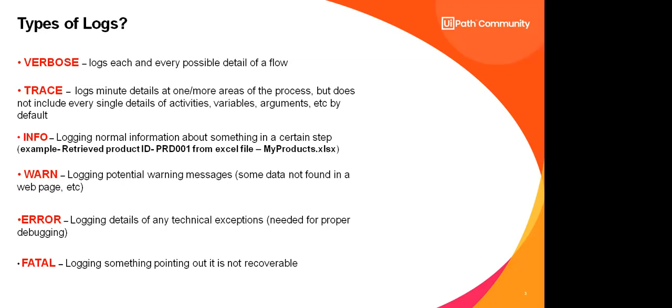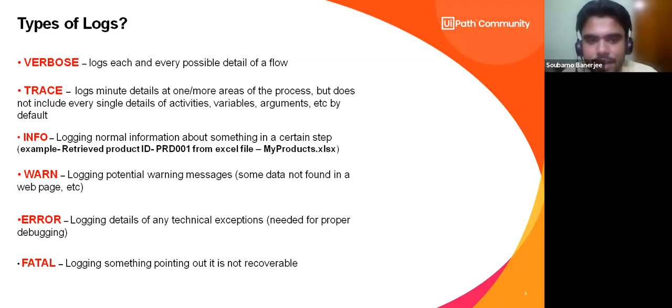I have a question. Yeah, please go ahead. Can you tell me what exactly the difference is between trace and info? These two words are similar, right? To understand that, I'll try to show you in UiPath Studio. I think that will be much better.